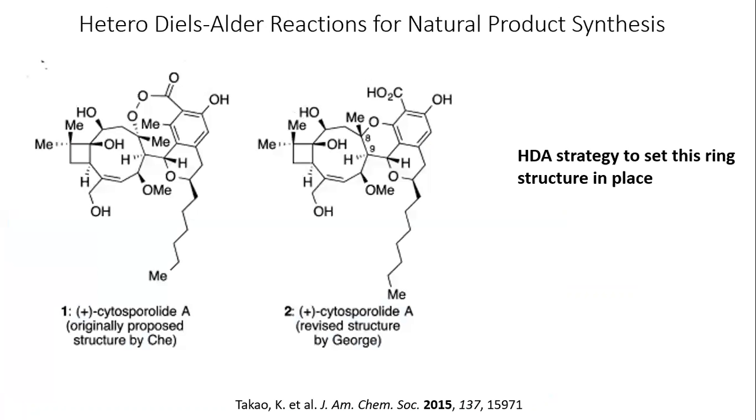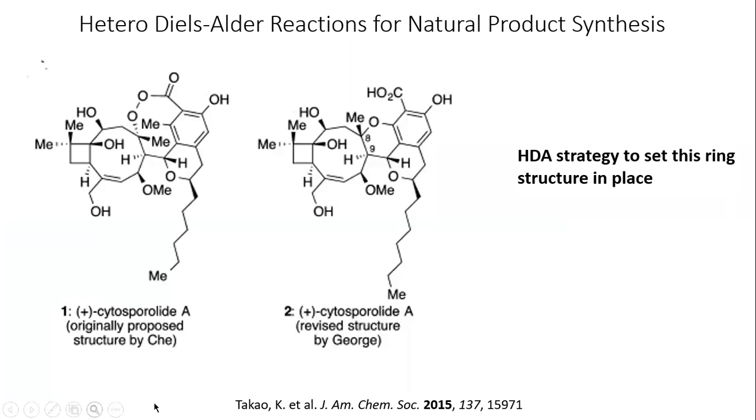It actually goes through a 4+2 mechanism. All right. So the Diels-Alder again is used for a lot of different applications, but this particular application stood out to me because of the application to the synthesis of a natural product.